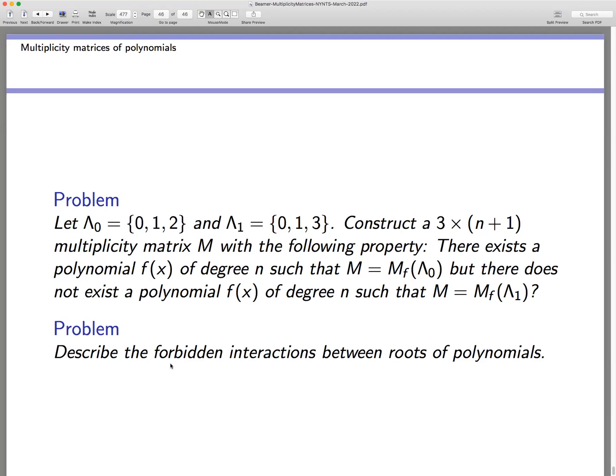That's what I'm trying to figure out here. So if you state the problem like this, describe the forbidden interactions between roots of polynomials, that has a sufficiently Zen aura that you can come up with many different ways to think about it. Anyway, that's the story. Thank you for your attention.